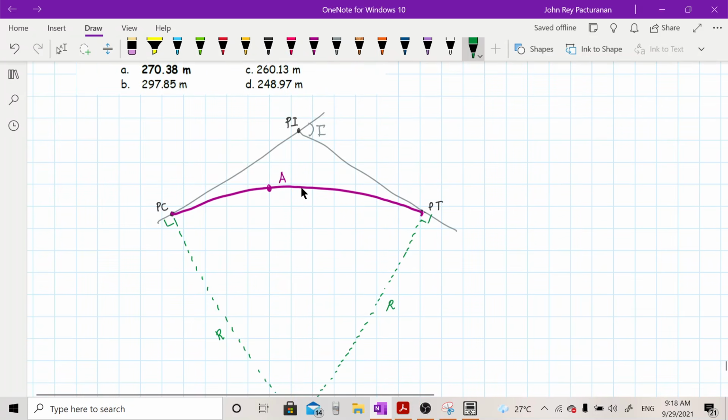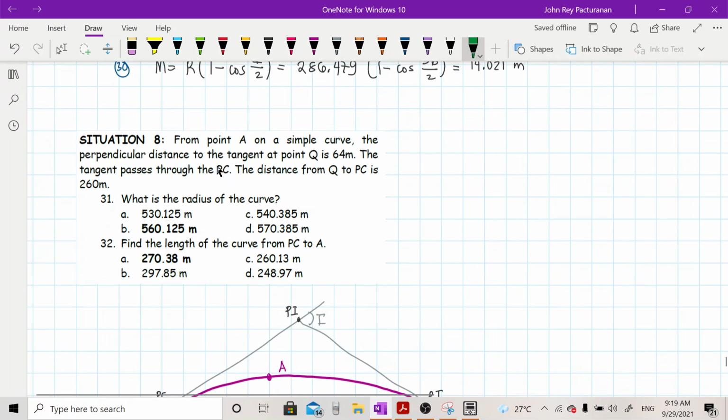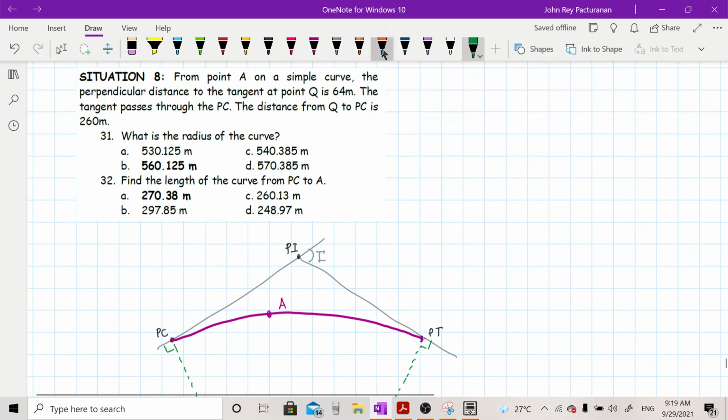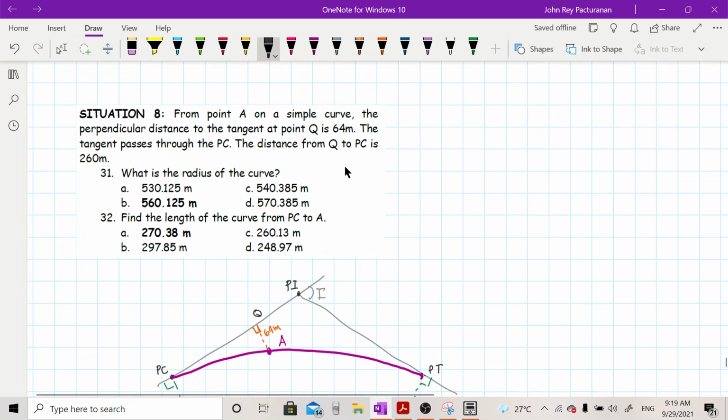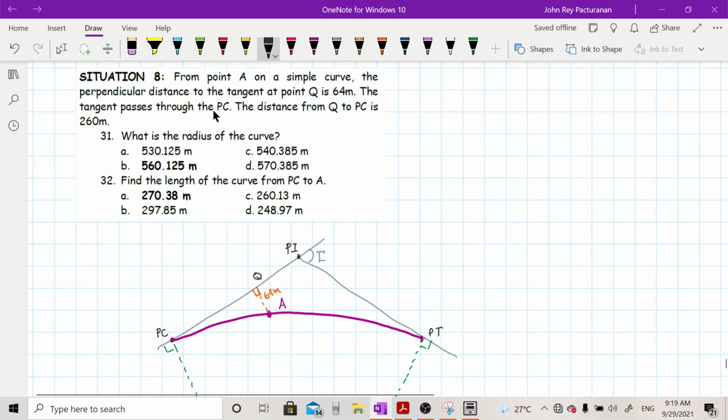So, from point A daw of a simple curve, the perpendicular distance to the tangent at point Q is 64 meters. So, nag-sketch ka daw or i-determine mo yung perpendicular distance. So, this perpendicular distance ay 64 meters. And ito yung point Q. Okay? So, according sa problem, yung tangent na yon ay passes through PC. So, tama naman, ito yung tangent natin. Nandoon yung point Q, and that passes through PC. And yung distance daw from point Q to PC is 260 meters.